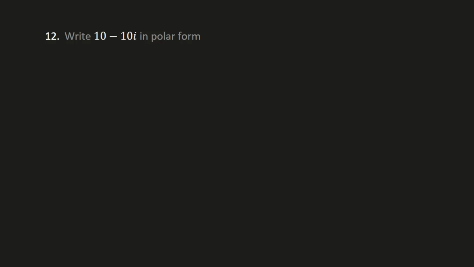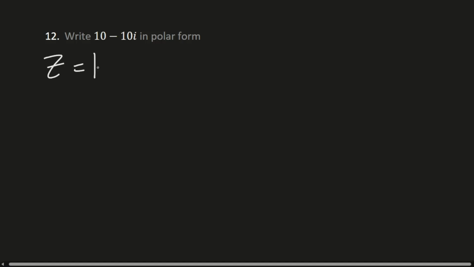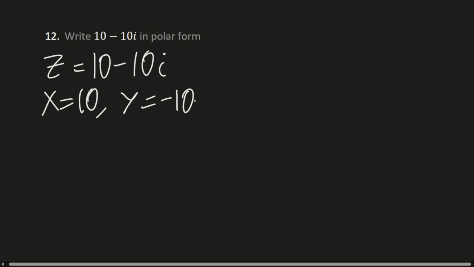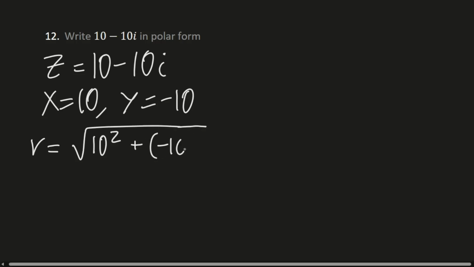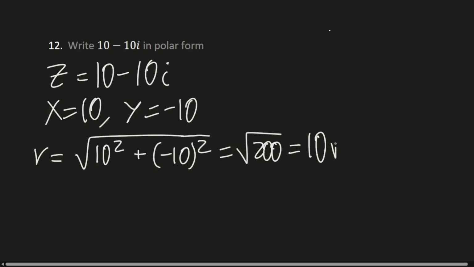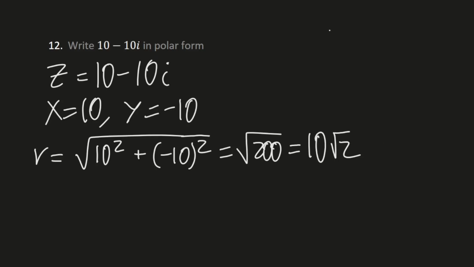So we have z is equal to 10 minus 10i. So x becomes 10 and y becomes negative 10. So what happens is r becomes the square root of 10 to the power of 2 plus, in parentheses, negative 10 to the power of 2. So that becomes the square root of 200. Yeah, so 10 times the square root of 2.